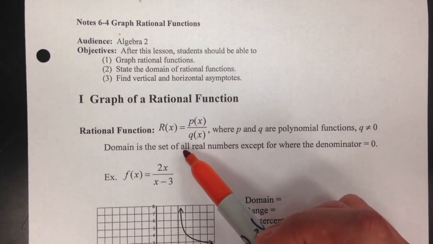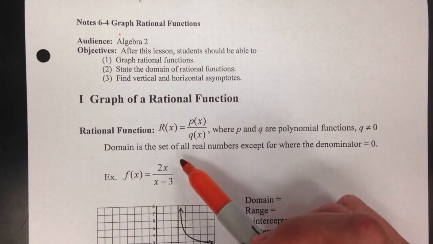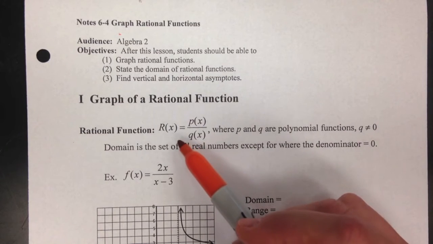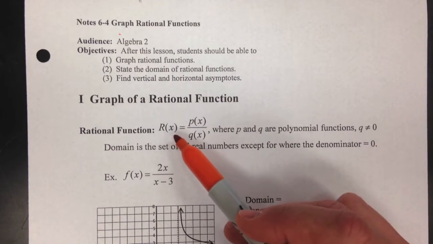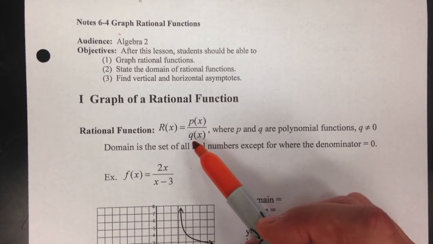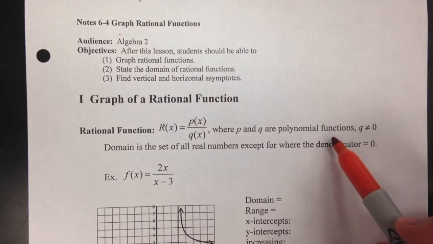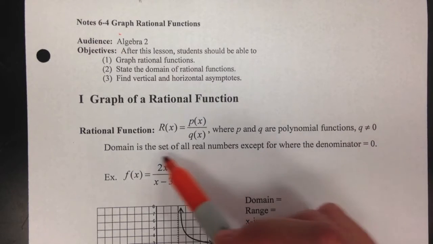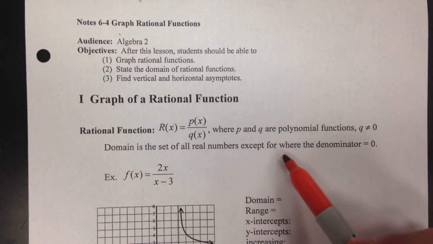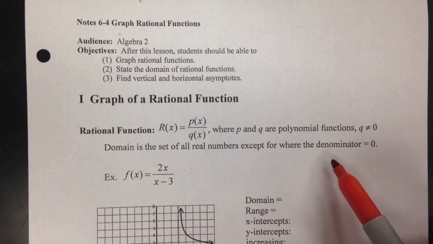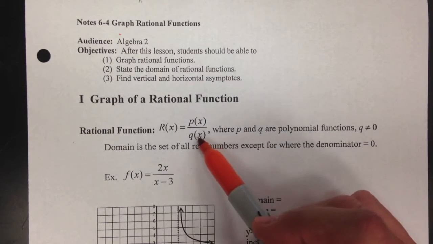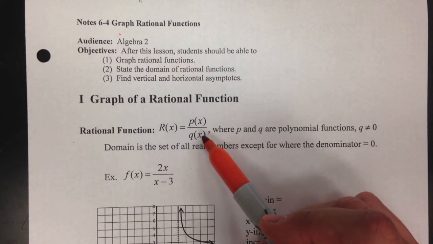The definition. Now, we've looked at a lot of polynomial functions. We've looked at exponential. A rational function is in the form r of x equals p of x over q of x. P and q are polynomial functions. Q is not equal to 0. The domain is the set of all real numbers except for where the denominator is 0. So what's going to make this different from a polynomial function is that you will have variables in the denominator.